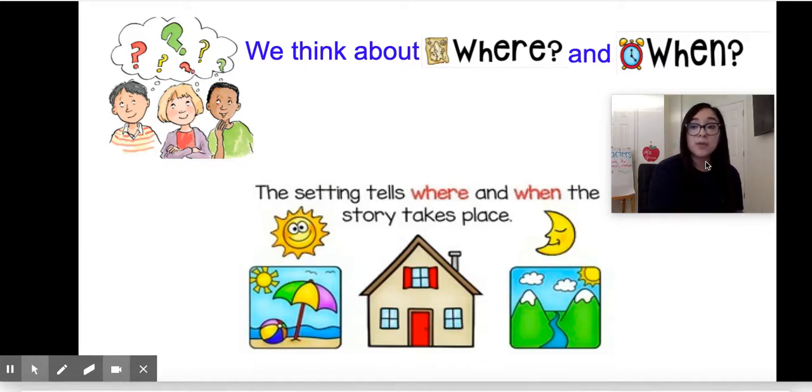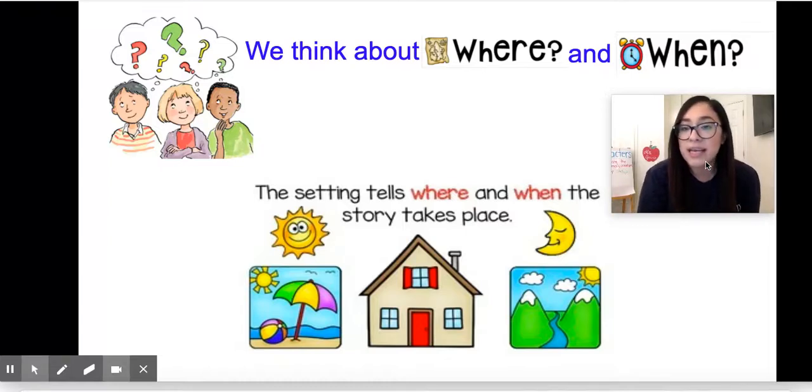It might be summertime. Sometimes you can identify or you know the setting of the story just by looking at the illustrations, looking at the pictures. Okay, so that's what we're going to do next. I'm going to show you the cover of a book, and then we are going to see the setting for that book. Okay.